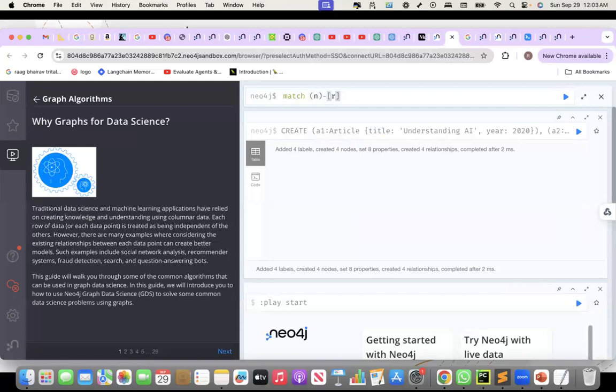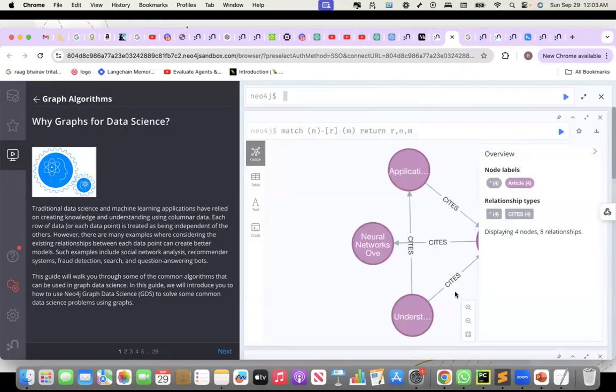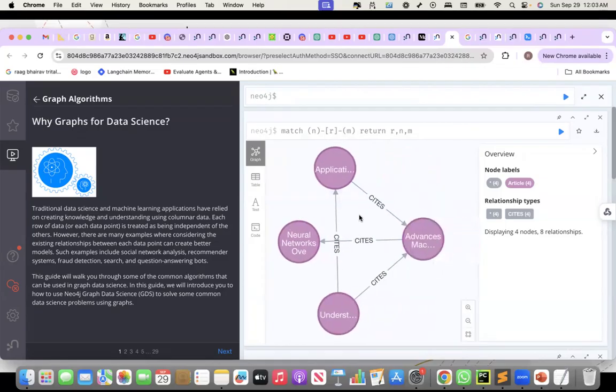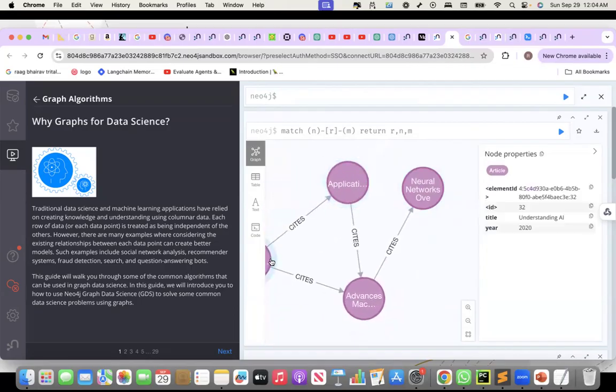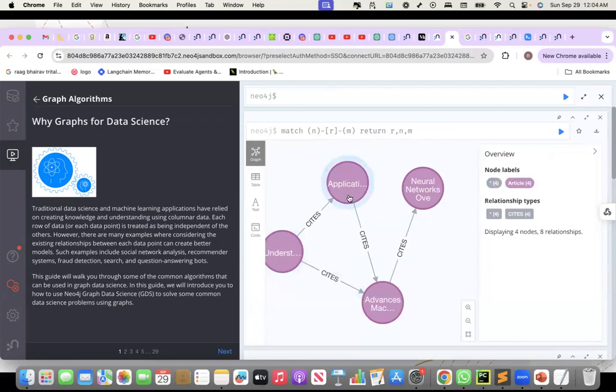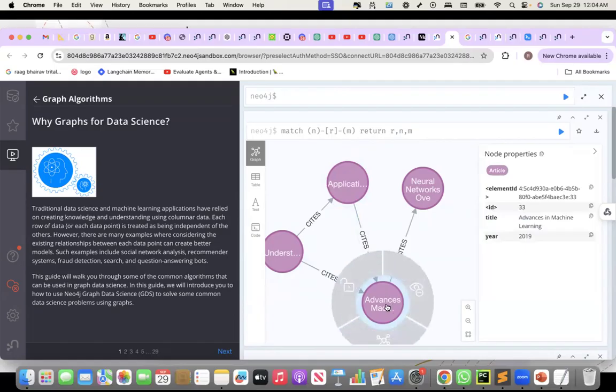So the way article rank differs from PageRank is, if I look at this graph, this node, advance in machine learning, has two citations, right? So this will get a high rank.